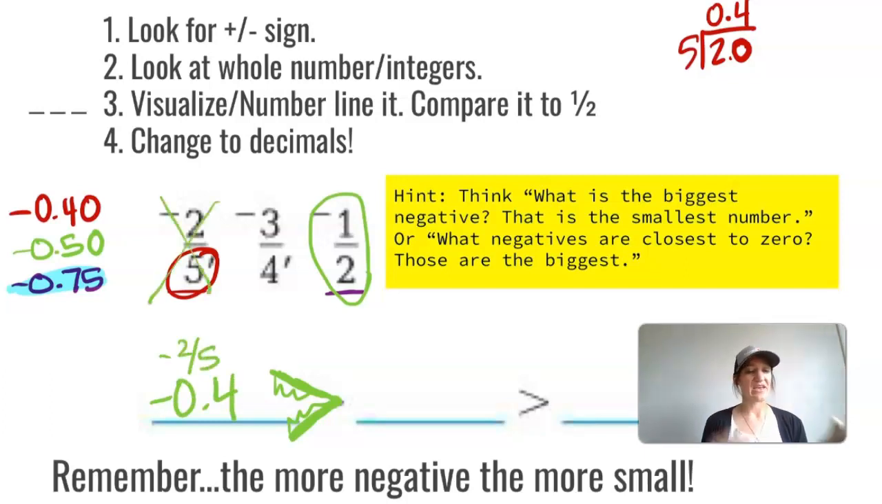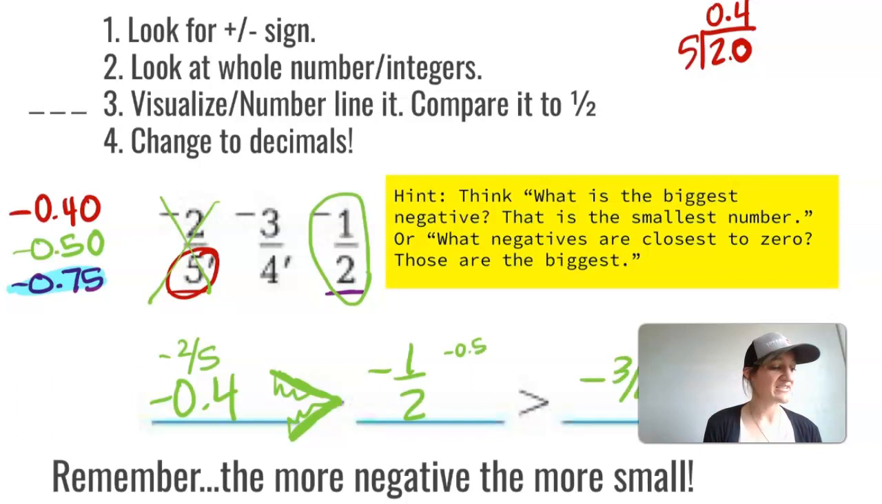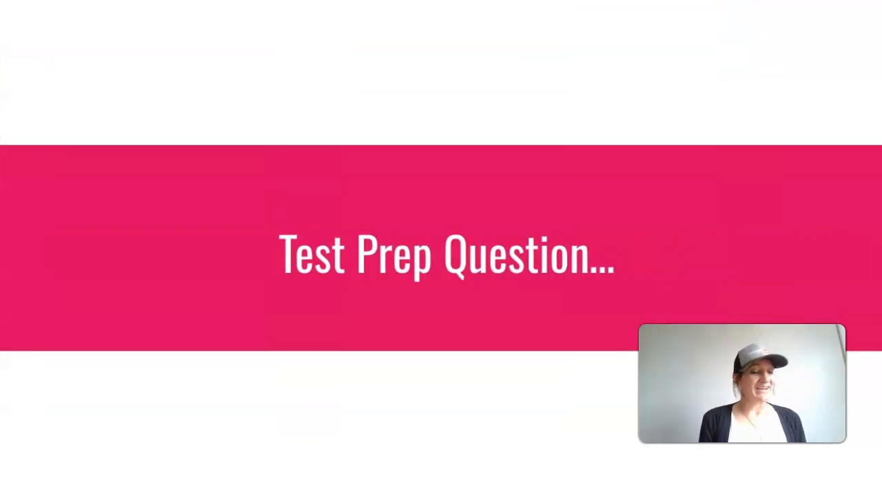Which is -2/5, isn't it? Okay, and then as we go further to the left, we're going to hit the -1/2, which was the 5/10, and then we'll hit the -3/4. That is the one that is the furthest from 0. Okay, I'm glad I checked that. Awesome. All right, let's do a little test prep.